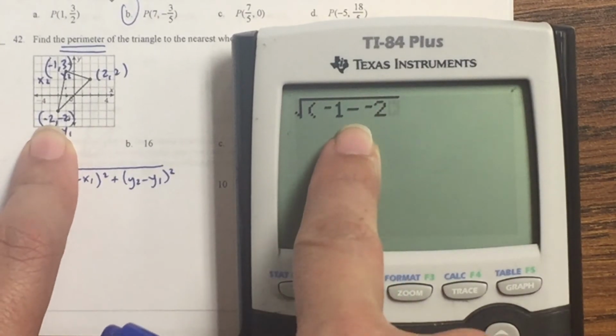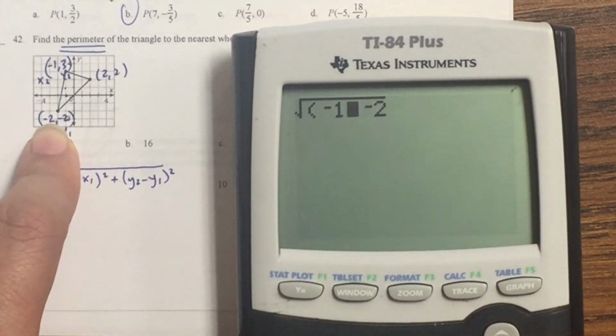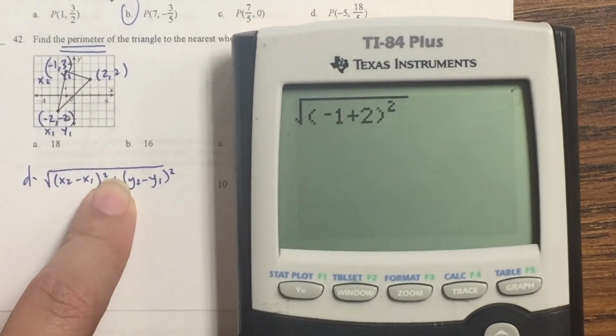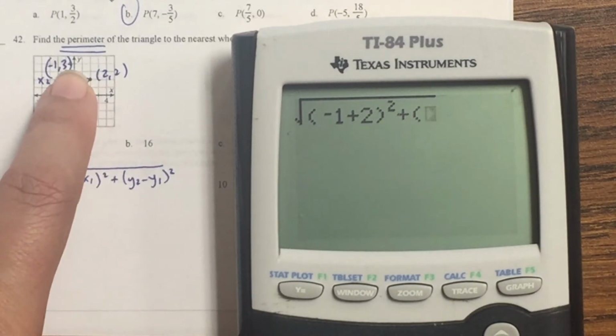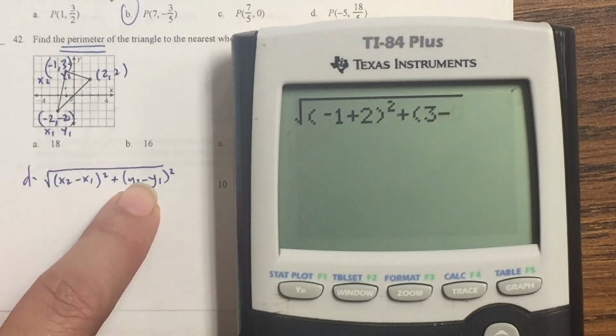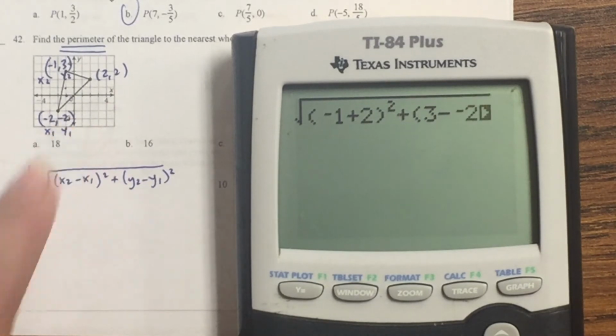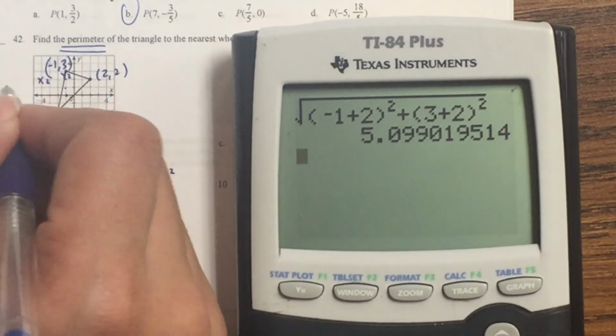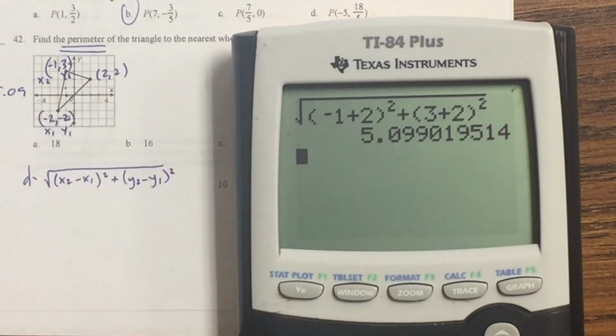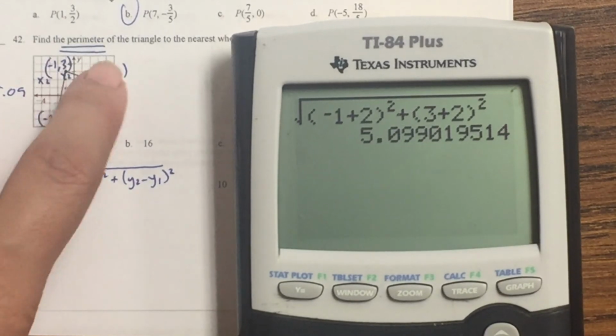Now we can fix this sign. So negative and negative is going to make what? Positive. Squared. Plus y2. What's y2? 3. Minus y1, which is -2. Again, negative and negative is going to make a positive, and then squared. All right, so that distance is 5.09. And we're going to add that to this distance and to this distance.